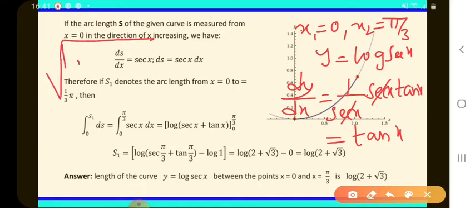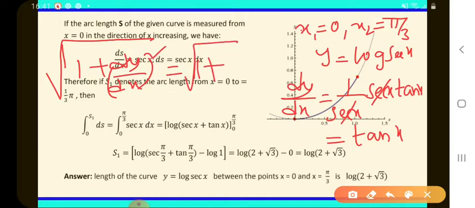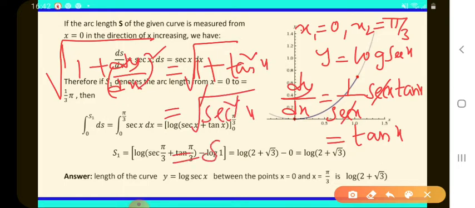Next, root of 1 plus dy by dx whole square, I find first. Root of 1 plus what is dy by dx? Tan x. Whole square means 1 plus tan square x, which means secant square x. Therefore root and square cancel. Secant x is the value of root of 1 plus dy by dx whole square.